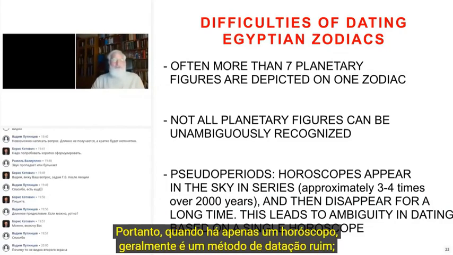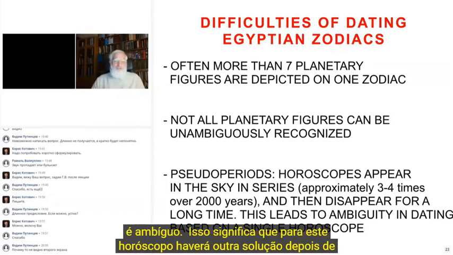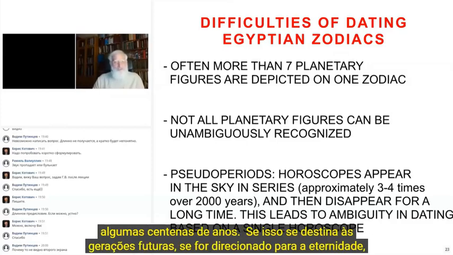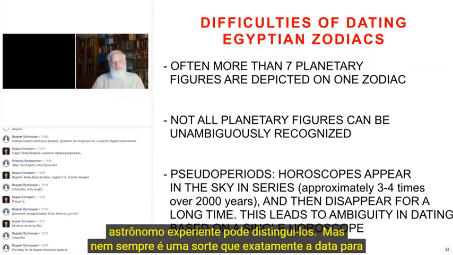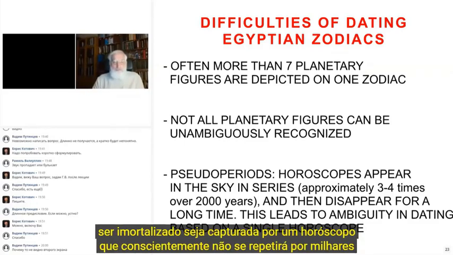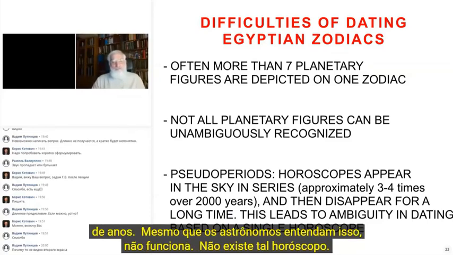Therefore, when there's just one horoscope, it is generally a poor dating method. It's ambiguous. This means that for this horoscope, there will be another solution after a few hundred years. If this is meant for future generations, if it's directed towards eternity, it's not very reliable. Yes, there are horoscopes that obviously have only one solution, and an experienced astronomer can distinguish these. But it's not always so lucky that exactly the date to be immortalized is captured by a horoscope that knowingly won't repeat for thousands of years. Even if astronomers understand this, it doesn't work out.